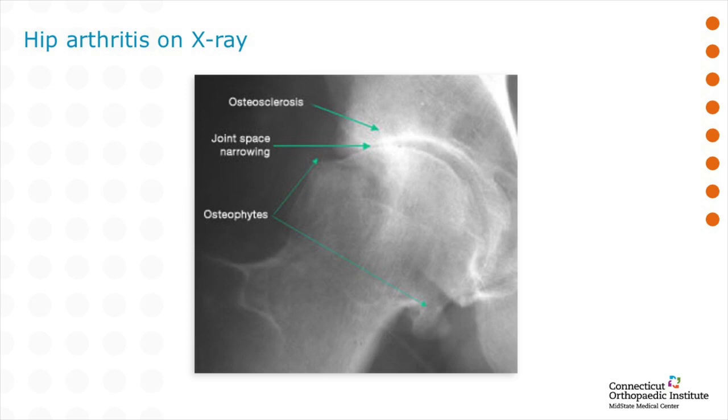You can again see what's labeled as osteosclerosis. That basically means thickening and hardening of the bone as a result of arthritis. You can also see big bone spurs, which are labeled as osteophytes, and the joint space narrowing that we've been talking about. Eventually, just like with knee arthritis, you can develop severe deformities and shortening.